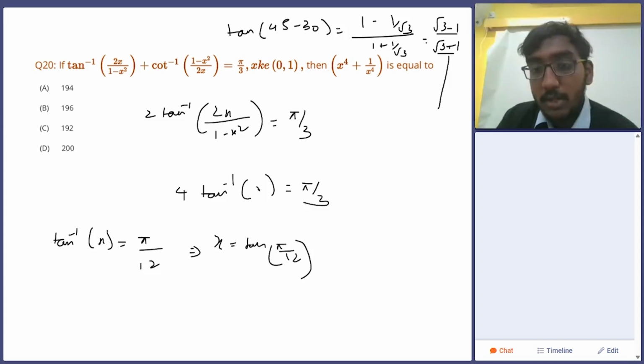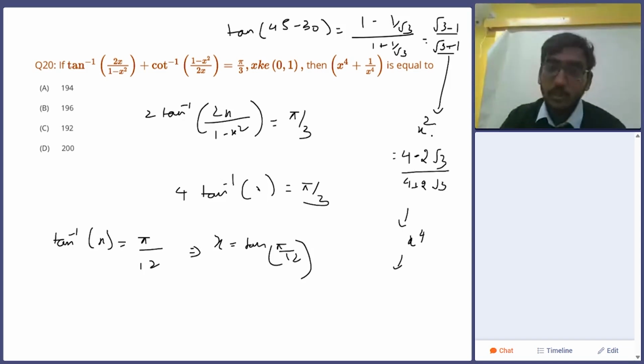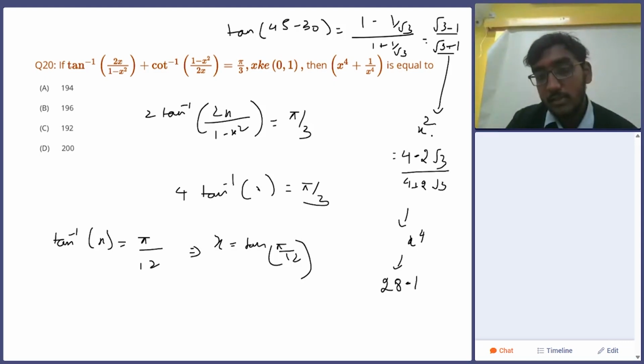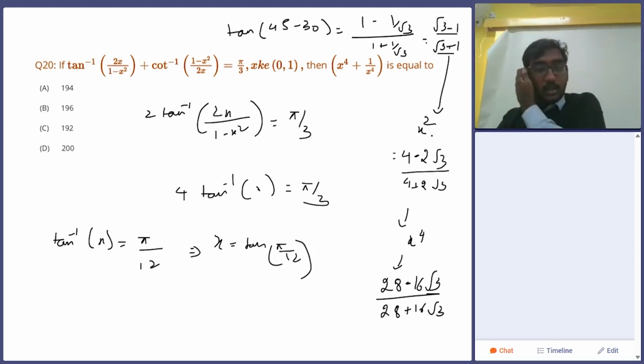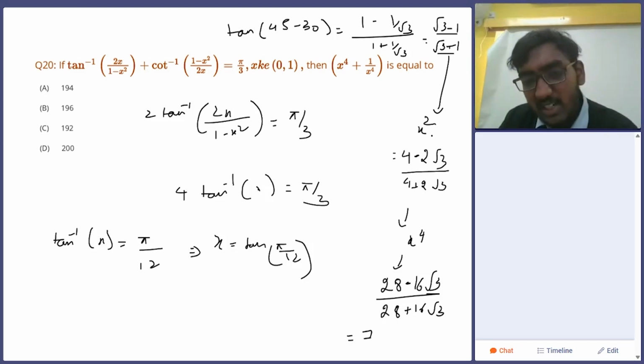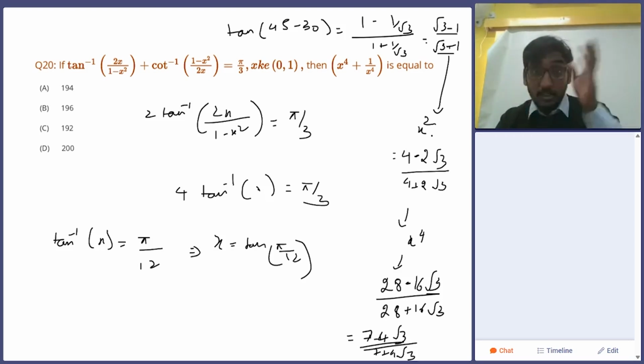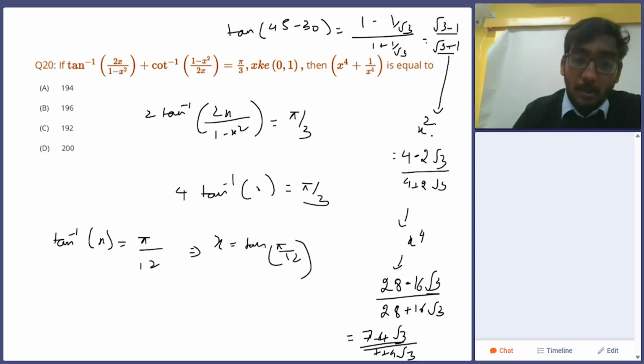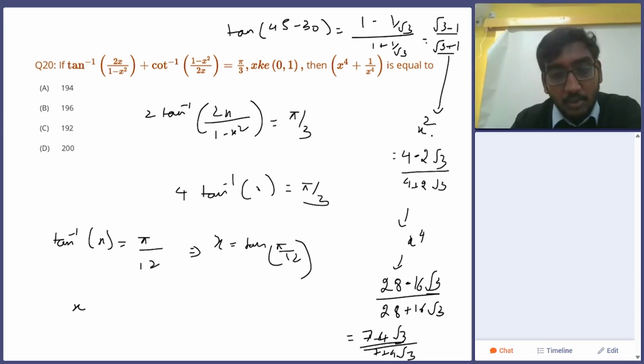And what about x power 4 then? X power 4 will be 16 plus 3 into that is 12, that is 28 minus 16 root 3 by 28 plus 16 root 3. You can pull out 4 and write it this way: 7 minus 4 root 3 by 7 plus 4 root 3. That is the value of x power 4. So 1 by x power 4 is the reciprocal of that.